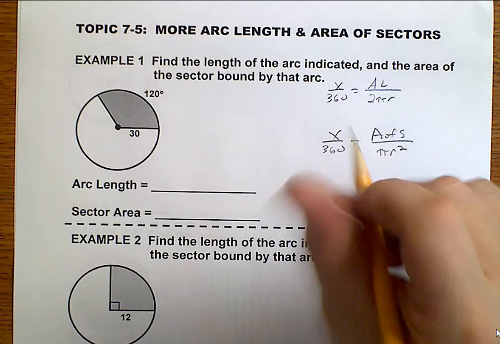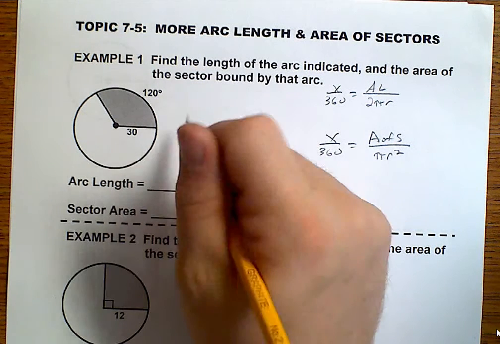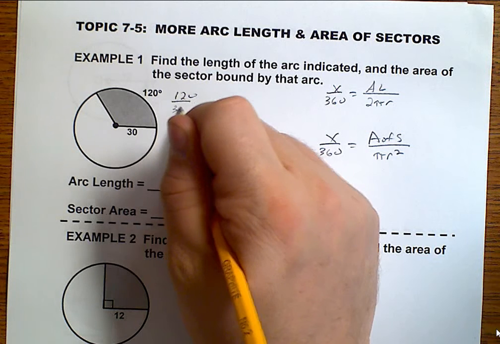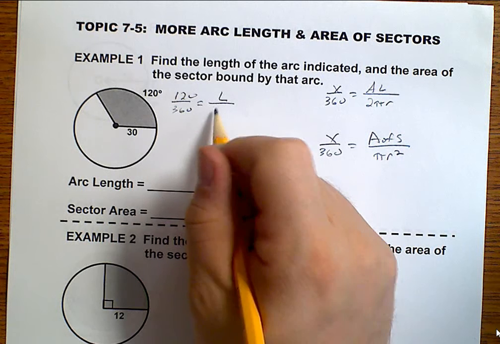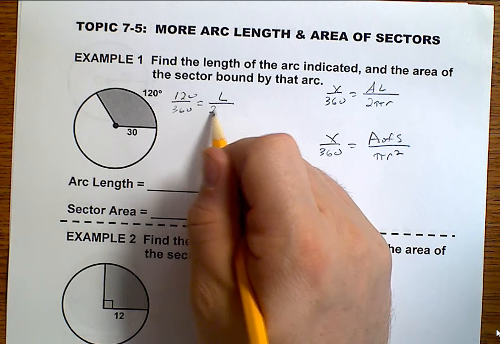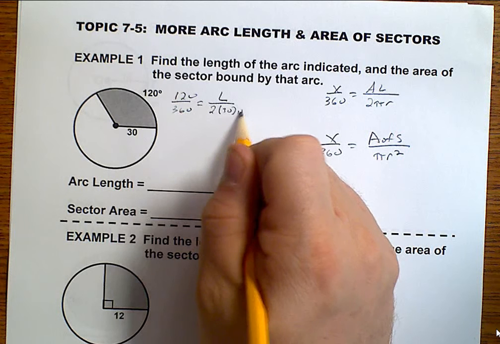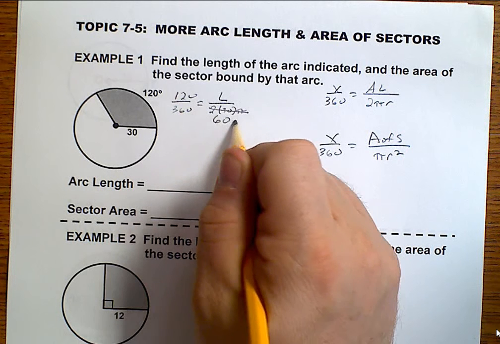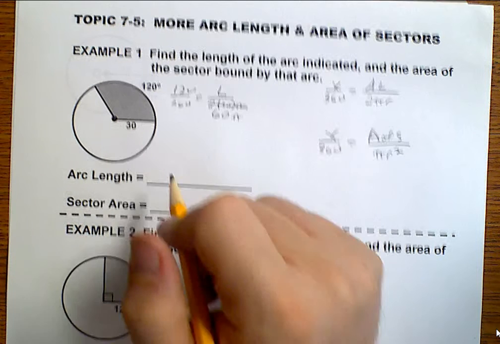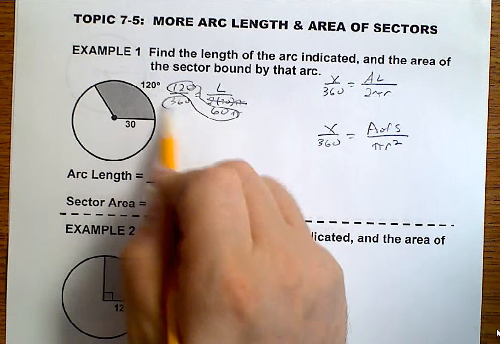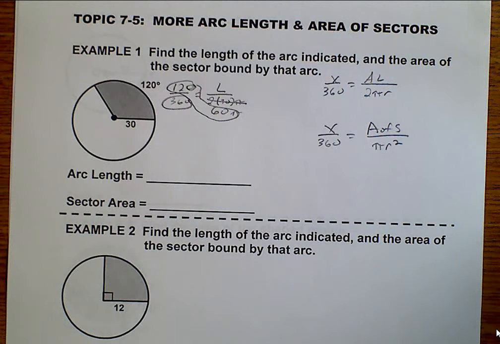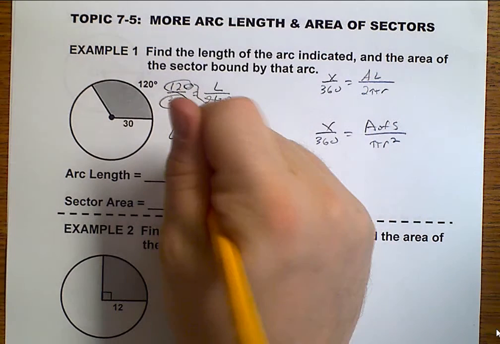So our arc length, if this is 120, that means it's 120 over 360 equals our arc length over 2 pi r, 2 times 30 pi, which is simply 60 pi. We cross multiply and divide. 120 times 60 divided by 360. L equals 20 pi.